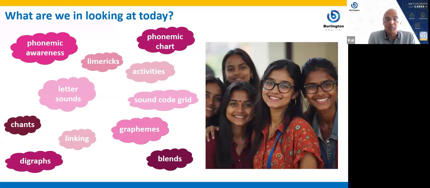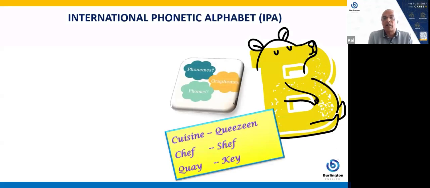We'll look at aspects of pronunciation and phonetics, things like linking. And hopefully we'll show you some activities that you can do across all grades from pre-primary all the way up to grades 8+. That's something like the sound code grid. We've only got an hour, so it is a foundation in phonetics. So we can't cover everything, but what we will be focusing on is the IPA, the International Phonetic Alphabet.